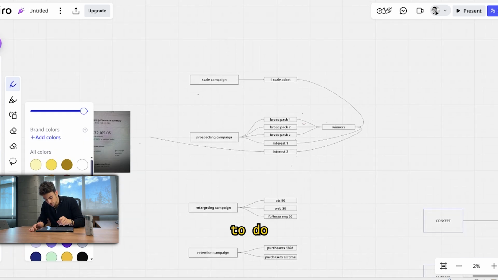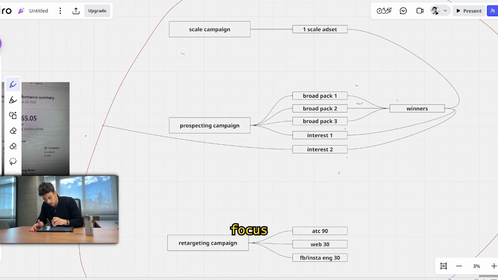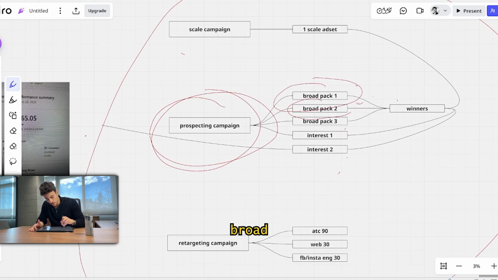The first thing that you want to do is you want to fix your campaign structure. The main campaign that you need to focus on is the prospecting campaign. Every single week, you need to add in a broad pack. Within that pack, you're testing new creatives, okay? So every single week, there's a new pack, a new set of creatives. Every single time you want to add in a new batch of creatives, you're adding it into a new pack.